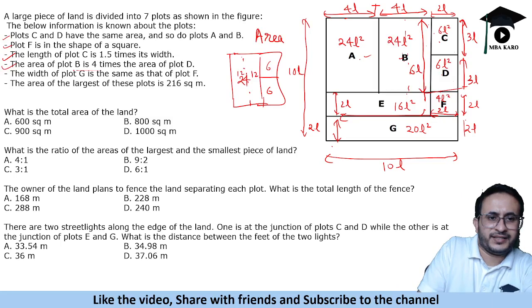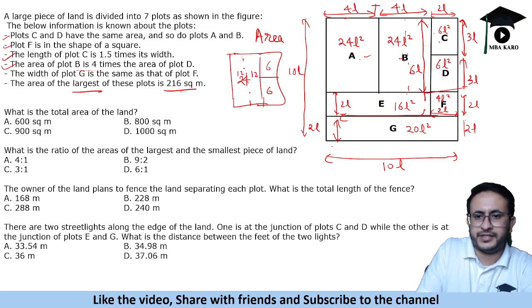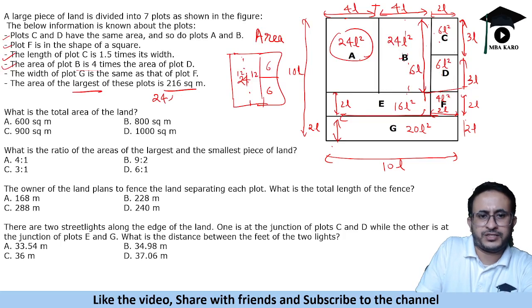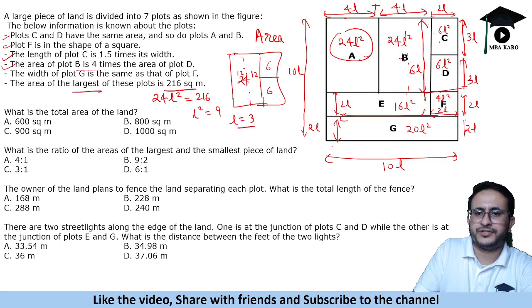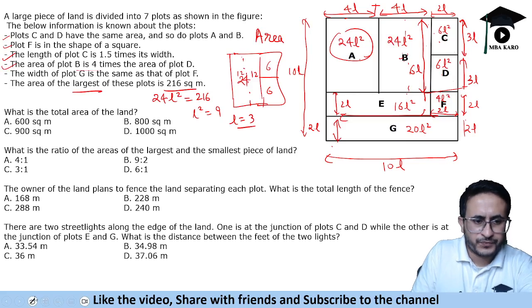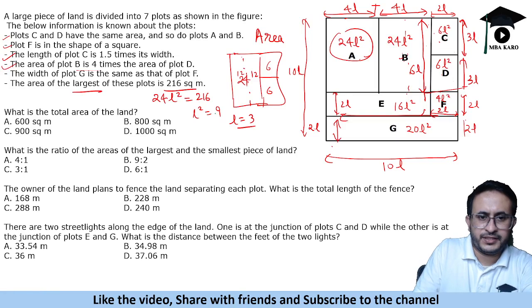Now what we are given is that the largest of these plots is 216. Which is the largest? A and B are the largest. 24L square is 216. So L square is 9, or L is equal to 3. L is 3, so you can find the areas. So the total area is 100L square, 10L into 10L, so the answer is 900 square meter.